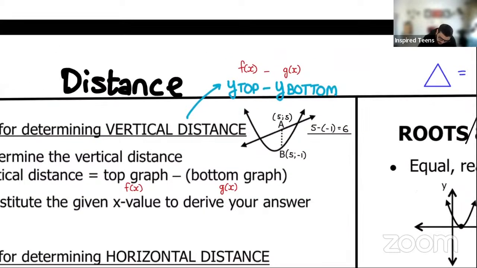Both f of x and g of x are what? They are both y. It's like y minus y. It's y top minus y bottom, essentially, because f of x is the top one and g of x is the bottom one. So when you say y top minus y bottom, it includes talking about the top coordinate minus the bottom coordinate, but also the top equation minus the bottom equation, because the entire equation can be represented by y.